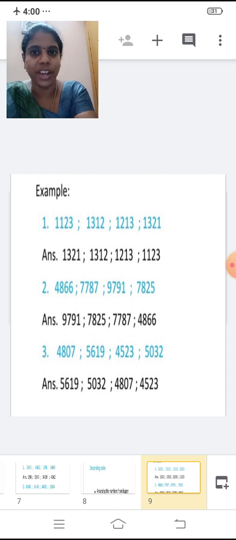8 is greater than 5, right? So 4807, then 4523. So you all know to arrange the numbers in descending order. Yes. Shall we move on to the next concept?